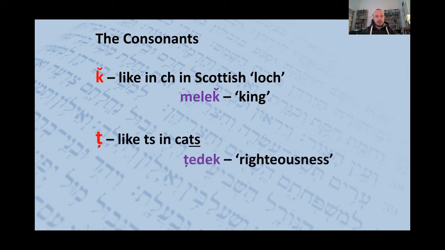Next, we've got a T with a little line underneath it, and that's like ts in cats. So whenever you see that T, imagine it's got a little S underneath it. That little line underneath represents a little S. And that's like in the word tzedek, which means righteousness. Tzedek. So that's ch and ts.